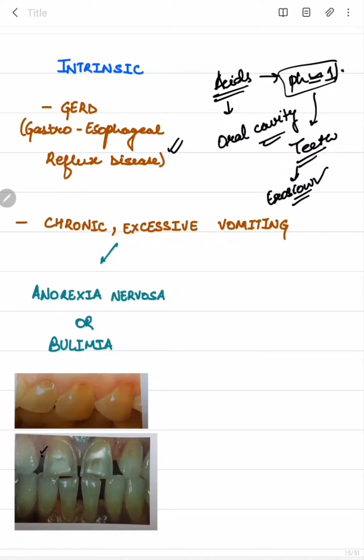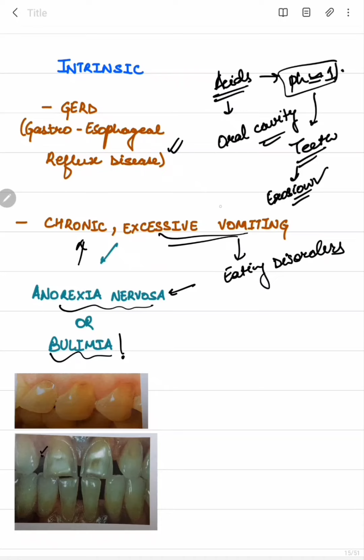Now the second intrinsic cause of erosion is chronic excessive vomiting, right? So it is seen in an individual with eating disorders such as anorexia nervosa or bulimia, in which the individual is very much conscious about his or her body weight and they starve themselves till death maybe, right? So due to which whatever they eat, they try to vomit it out. So it leads to chronic excessive vomiting basically.